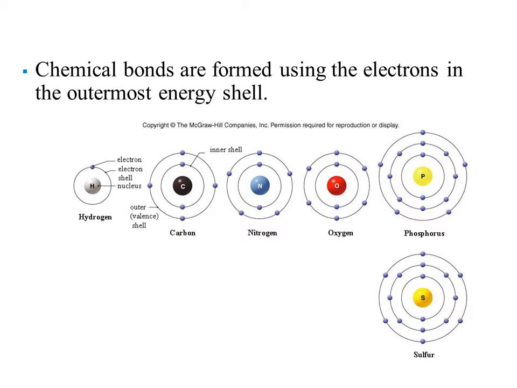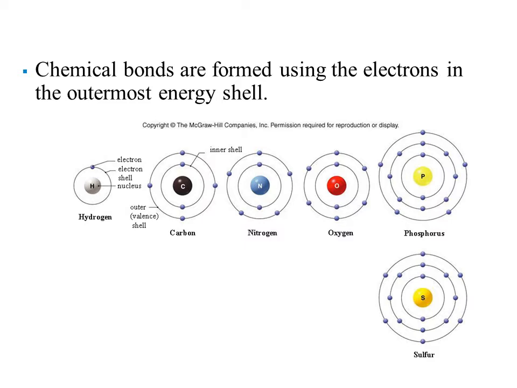Chemical bonds are formed using the electrons in the outermost energy shell. So in this image below, we have several atoms or several elements. Let's look at carbon. Carbon has a valence of 4. This means it has a bonding capacity of 4. It also has a valence electron of 4. This means it has 4 electrons in its outer shell. It also has a valence shell of 2.